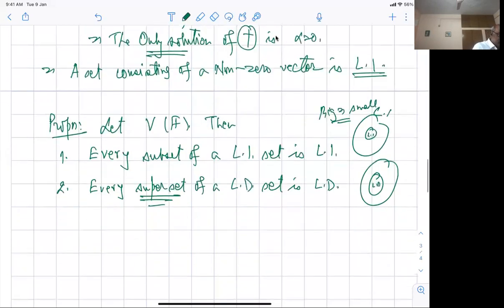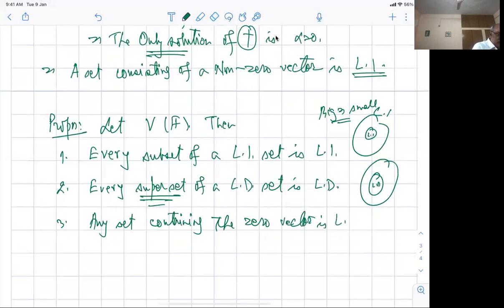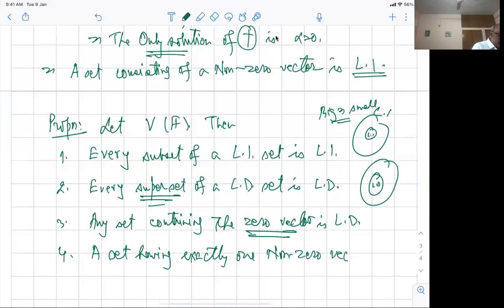All right. Fine. So again, let me write that any set containing the zero vector is linearly dependent, and a set having exactly one non-zero vector is linearly independent. Fine. So these are important ideas that you need to keep track of, otherwise there will be problems.